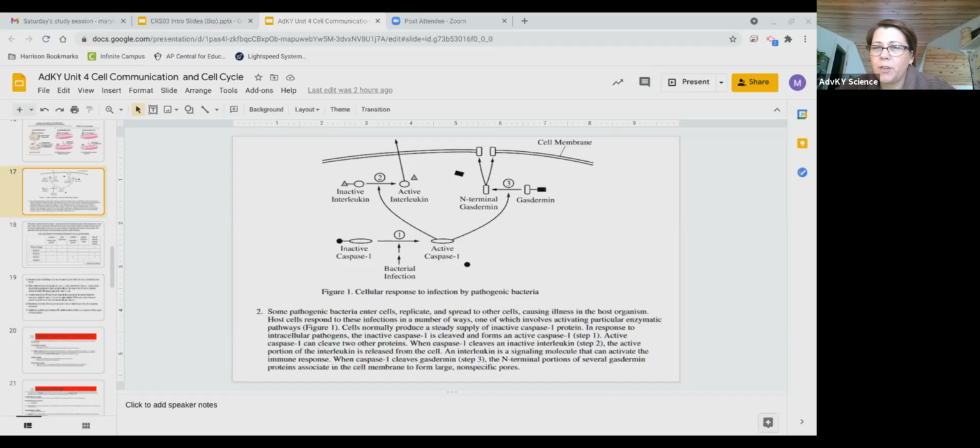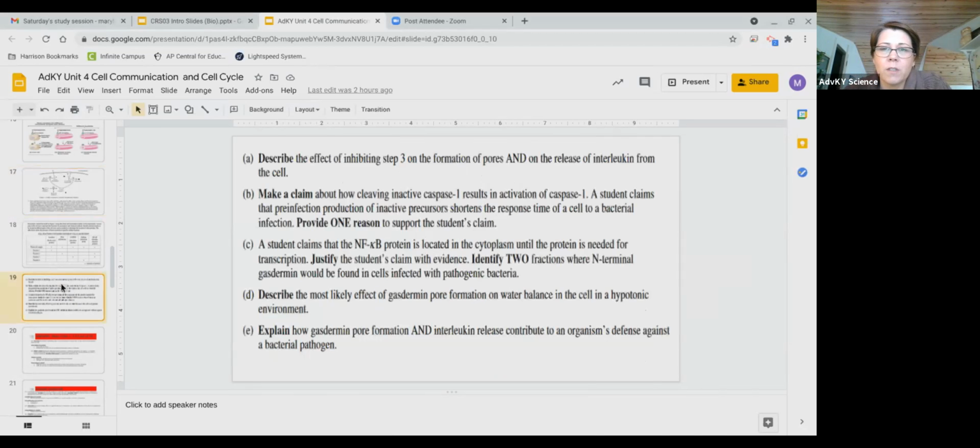All right, so very good for those of you responding. So if step 3 is inhibited, the pore cannot form, and this had nothing to do with this step. So interleukin will still be able to be released, or it will not be affected. And so that's 2 points that I think every single one of you earned. So I'm going to go back to the questions.